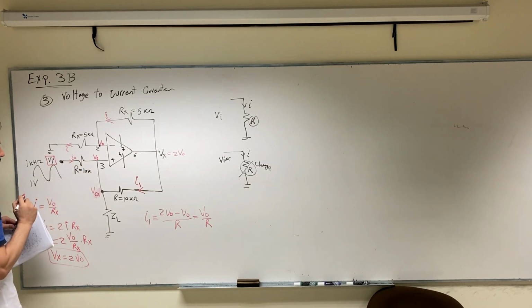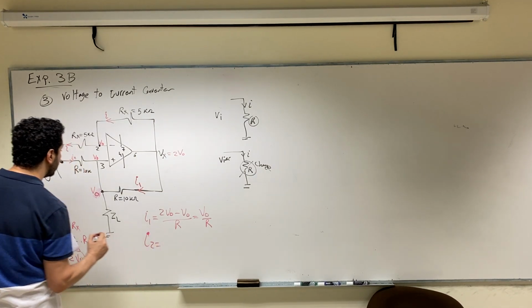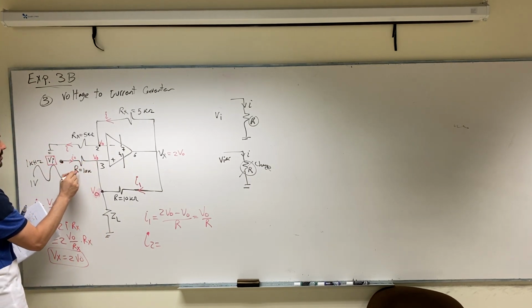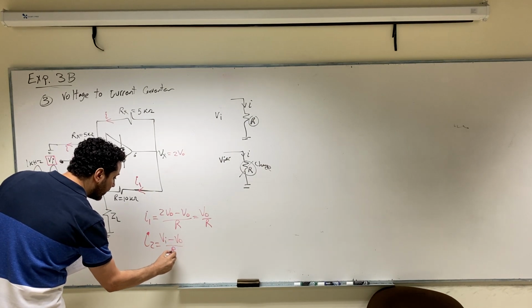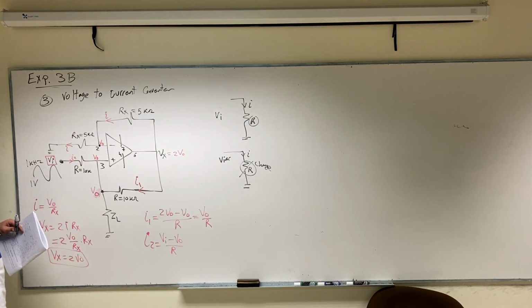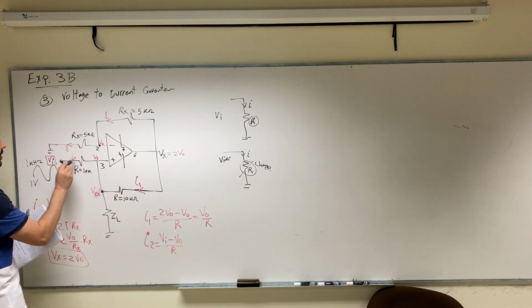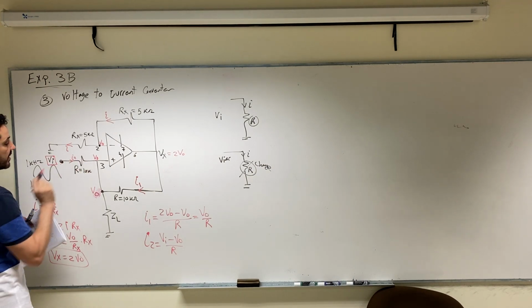What about the current I2? The current I2 equals V input, the voltage here is V input, minus VO over R. V input minus VO over R. Perfect. So we calculated the current here I1, V output over R. We calculated the current here I2, it's V input minus V output over R.